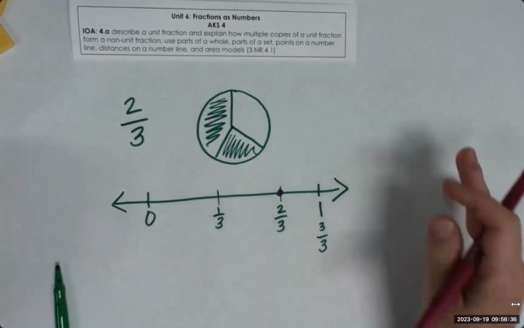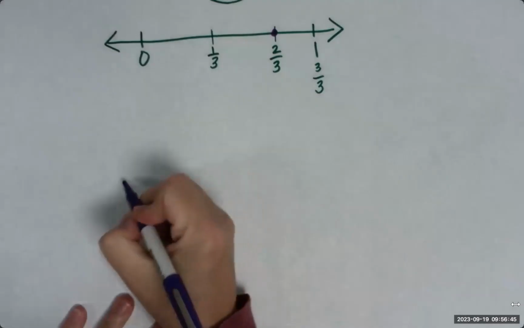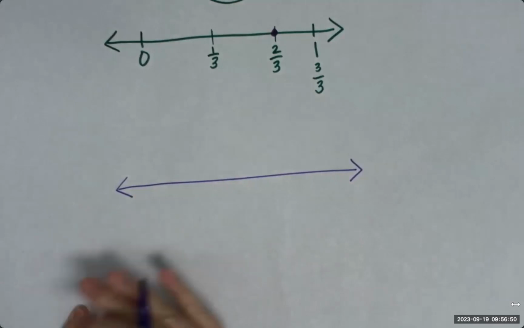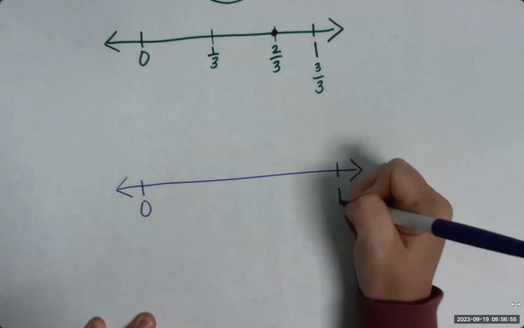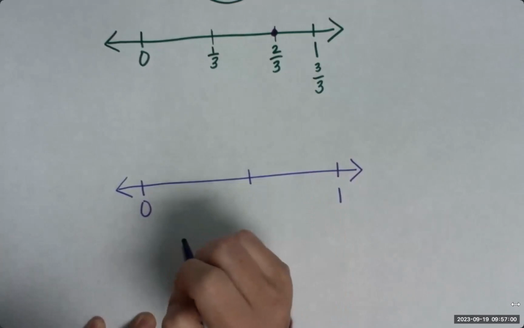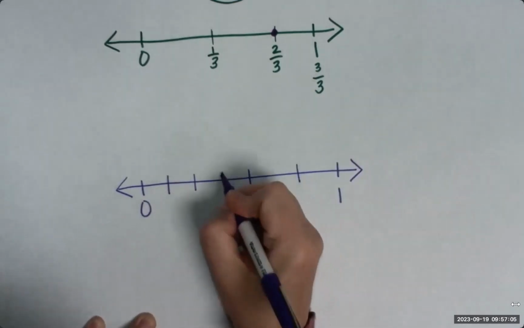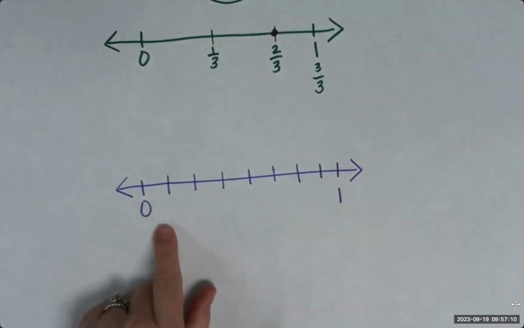Okay, now one other thing that students might be asked to do, I'm going to move my camera a little bit. We might be asked to look at a number line. Okay, and I might be asked to look at distances on a number line. So let me just set up a number line for a moment. Okay, and I'm not going to tell you how my number line is partitioned, right?